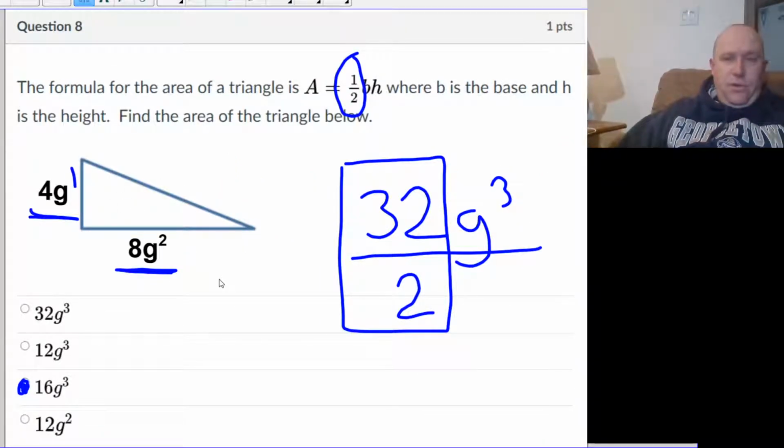And you could have this for a triangle. A triangle has base 8g squared and height 4g. Find the area. And you might just have to create yourself a little picture. But you will be given this formula because they actually appear on the SOL formula sheet.